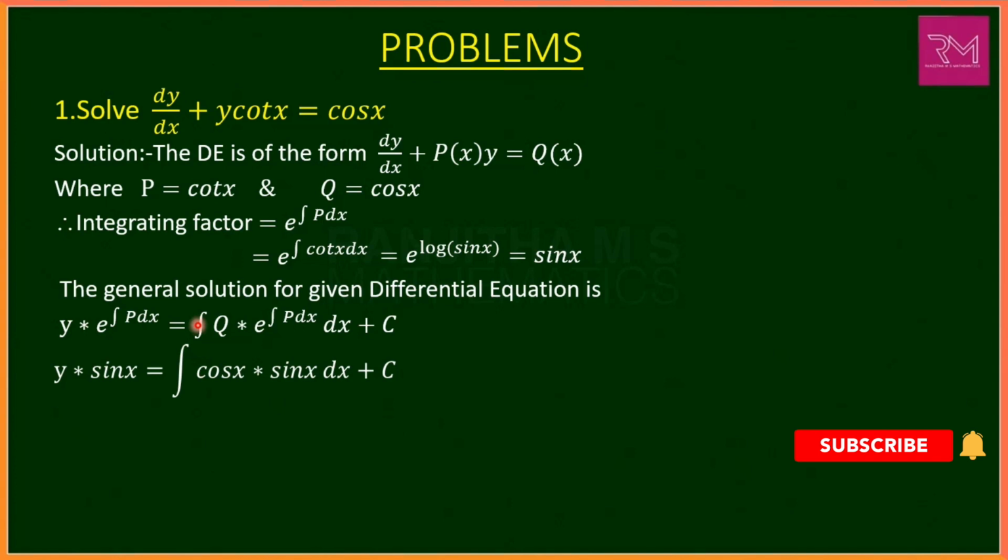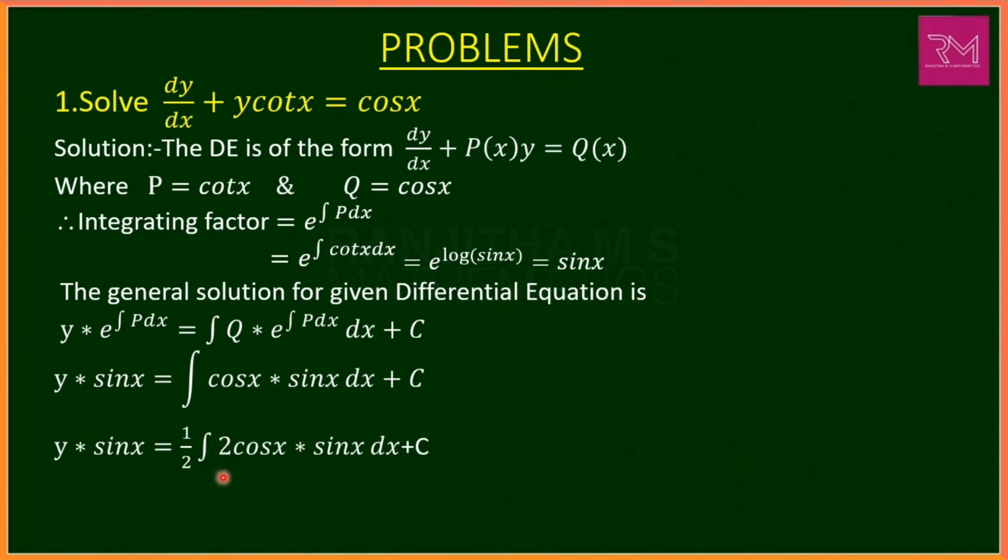In the next step, we have to expand the integration. We don't know the integral of cos x sin x dx directly, so to make the simplification easy, we multiply and divide by 2. We get y sin x equal to 1/2 times the integral of 2 cos x sin x dx plus c. Now we know that 2 cos x sin x is sin 2x, and substituting that value, we get 1/2 times the integral of sin 2x dx plus some arbitrary constant c.